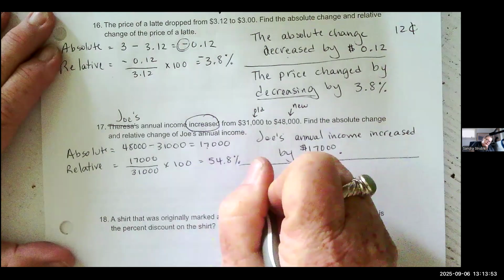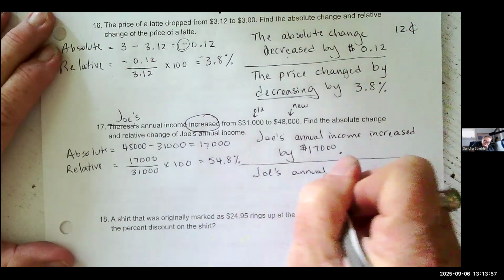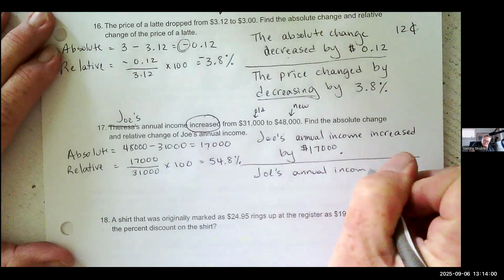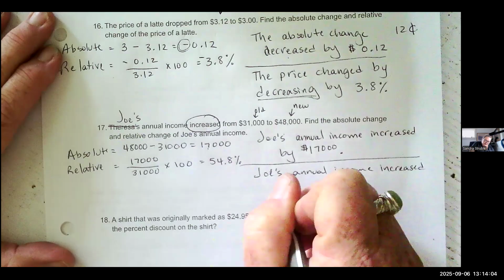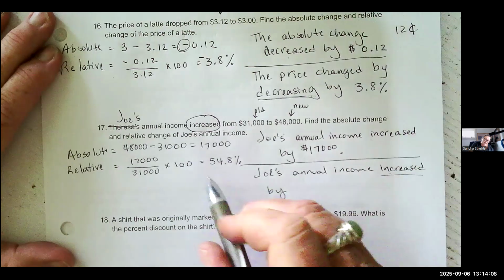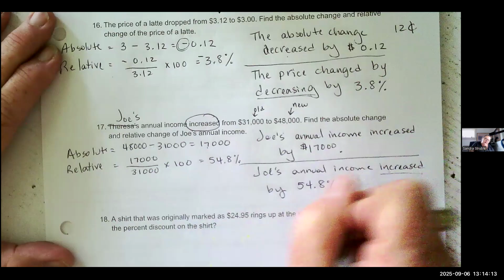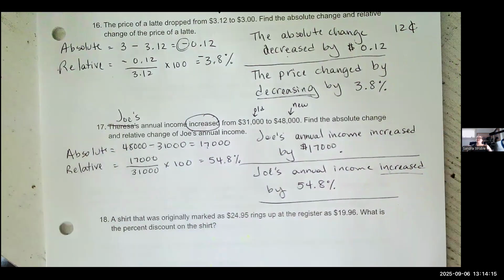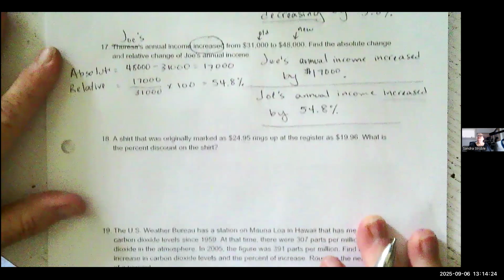The relative change is Joe's annual income increased by, and now we're going to provide a percentage. Now the word increased is taking care of the fact that it's positive, and I'm going to just say 54.8%. Yes, in both of these, you could say the years if they were given, like in the two problems before this, but because it wasn't given when, just go with this.